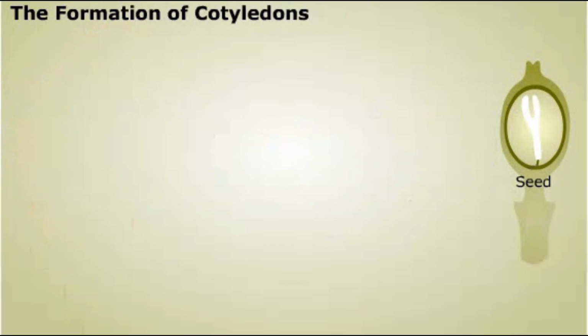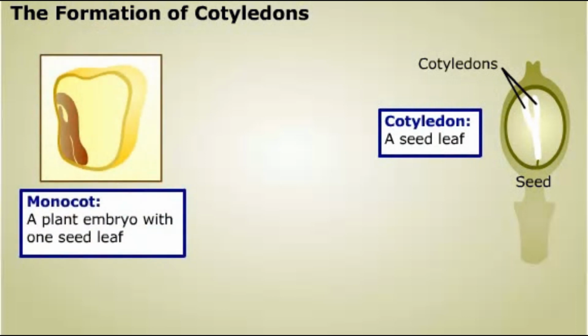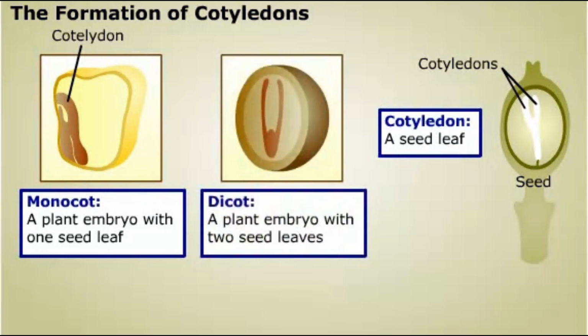As the embryo develops, seed leaves form. Embryos contain one or two seed leaves called cotyledons. Plants are classified as monocots when they have one seed leaf, and as dicots when they have two.